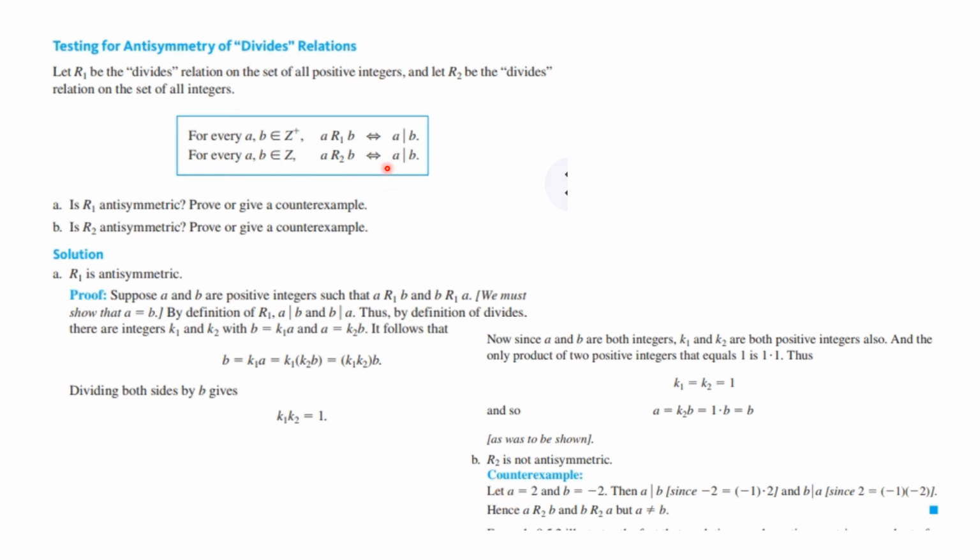Here's a counterexample. In this one, R2, it is not anti-symmetric, because if we let A be 2 and B be minus 2, then A divides B, since minus 2 is equal to minus 1 times 2, and B divides A, since 2 is equal to minus 1 times minus 2. So A R2 B and B R2 A, but A is not equal to B. That's a counterexample, a proof by counterexample.